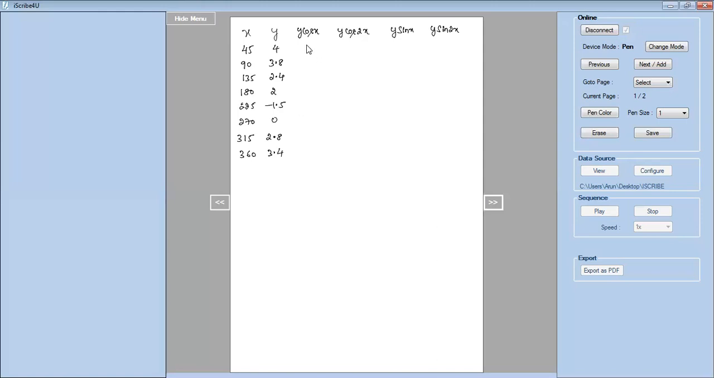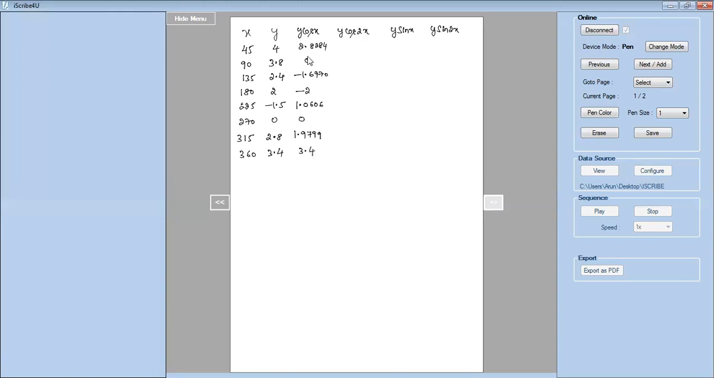So first, the y cos x column. It is 2.8284. Next is 0. Next minus 1.6970. Next minus 2. Then 1.0606. Then 0. Then 1.9799. Then 3.4.